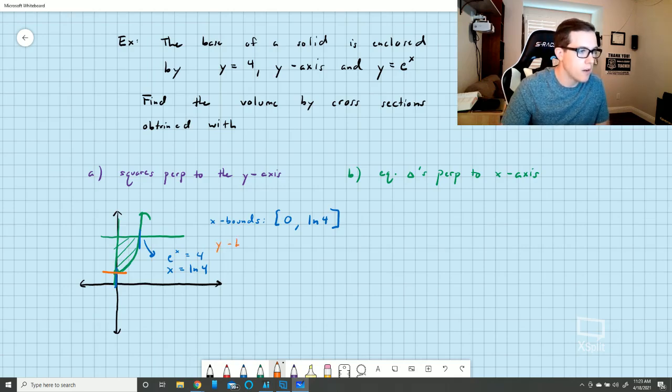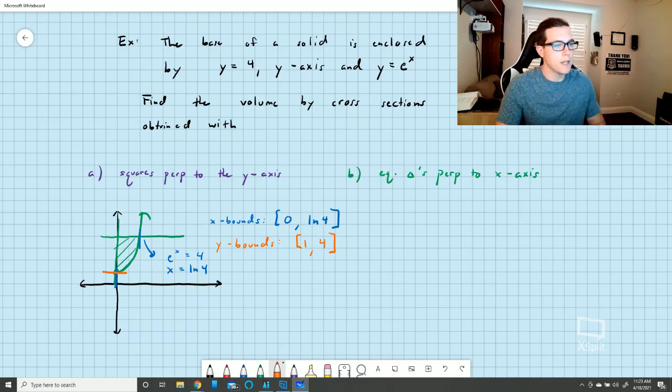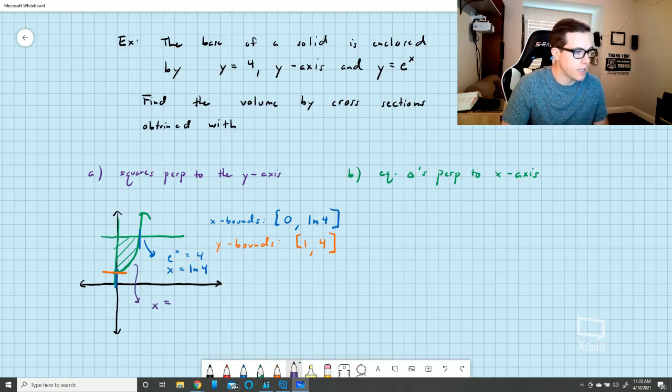So the y bounds are going to be 1 up to where I stopped, which is at 4. So a little bit different for the bounds this time. And it might be helpful to find this curve. If it's e to the x, then in terms of x, it's natural log of y. I just natural log both sides. So that's everything we're going to need to do this problem.